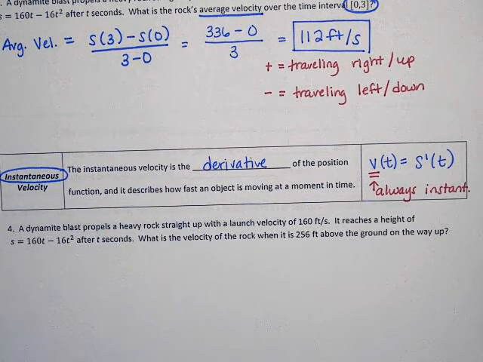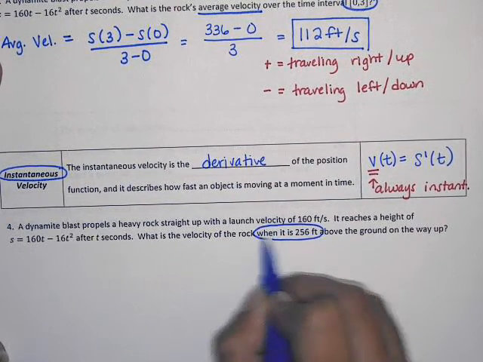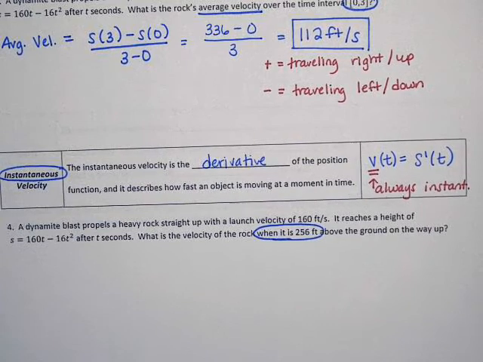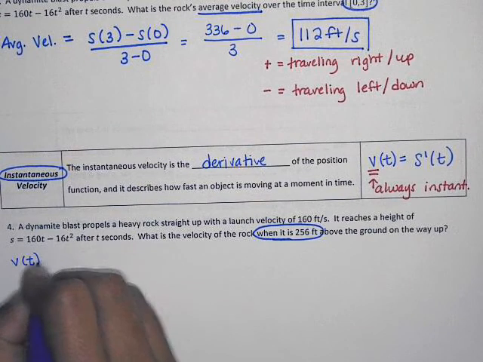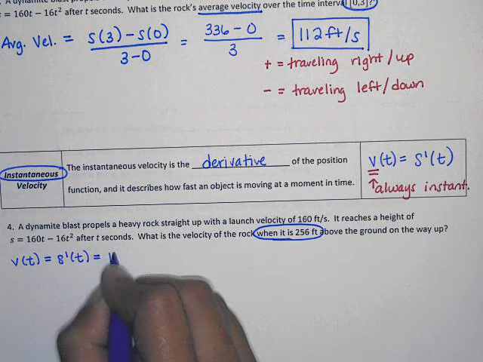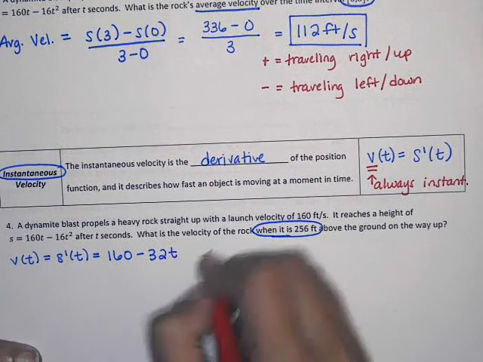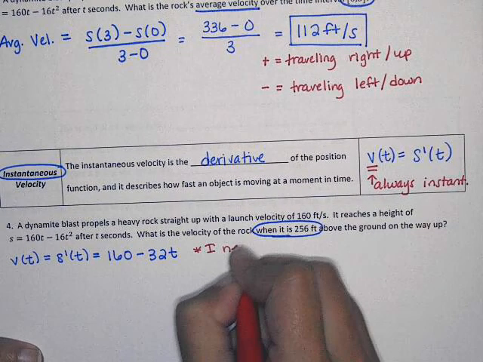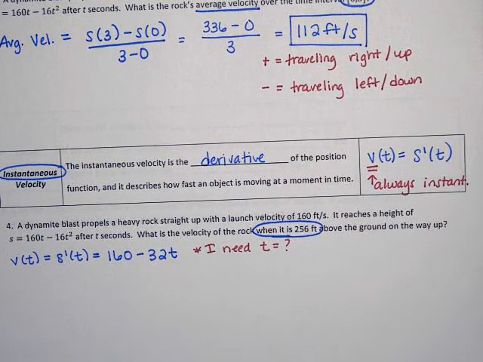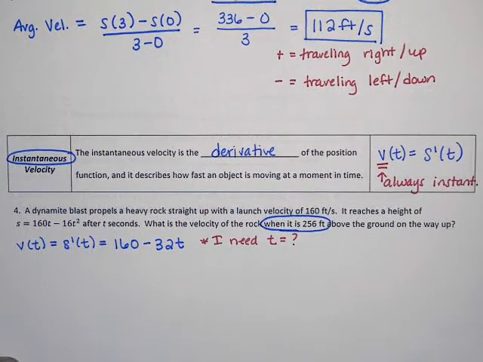So, same situation, blah, blah, blah. What is the velocity of the rock when it is exactly 256 feet above the ground on the way up? The first thing I know is if I want the velocity at a specific time, I need a velocity function, which would just be the derivative of position. So it would be 160 minus 32t. But in order to calculate this, I need t. In the problem, instead of telling me the time, it tells me the position. I can use that information to figure out the time.